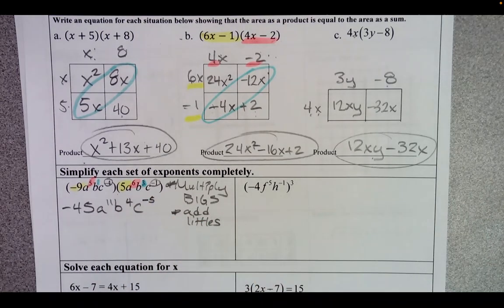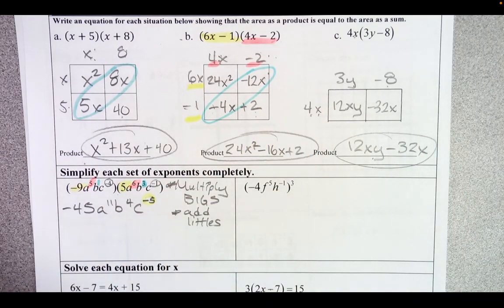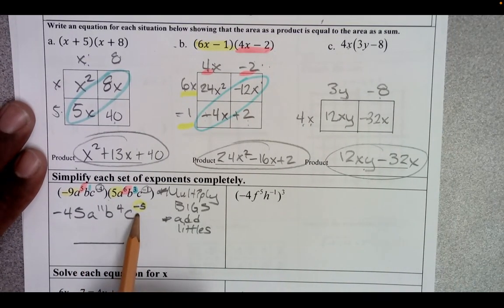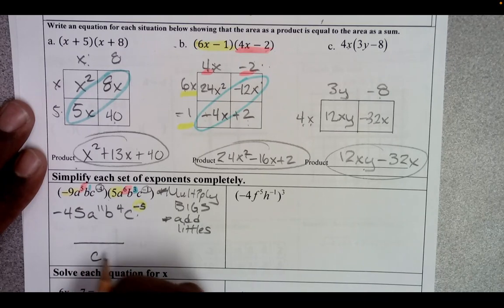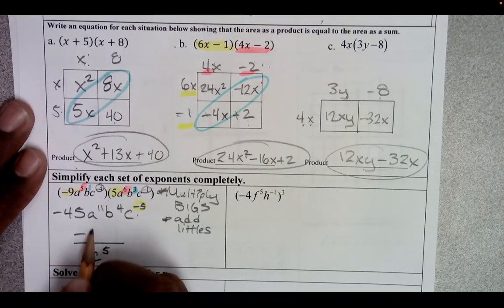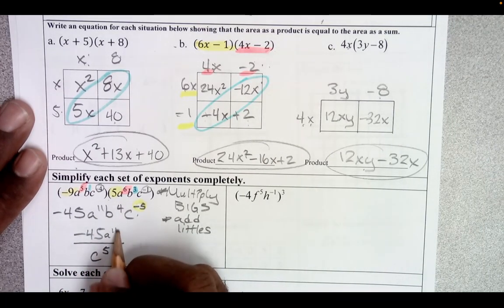And then the last step here is you have to remember that if we have a negative exponent, we have to move it and make it positive. And the way we do that is we use our negative exponent rule, which allows us to move that to the denominator. So now it's plus 5. I move it down and it becomes positive 5. And everything else remains in the numerator. So negative 45, a to the 11, and then b to the 4th.